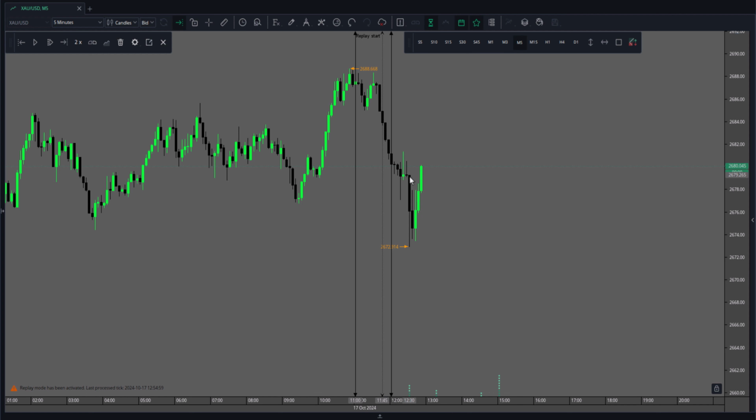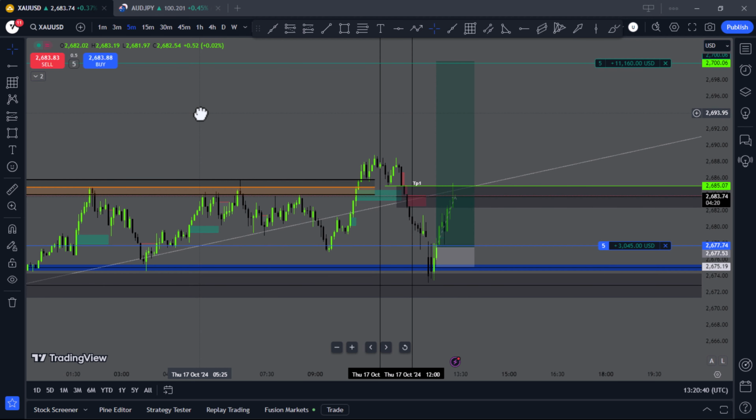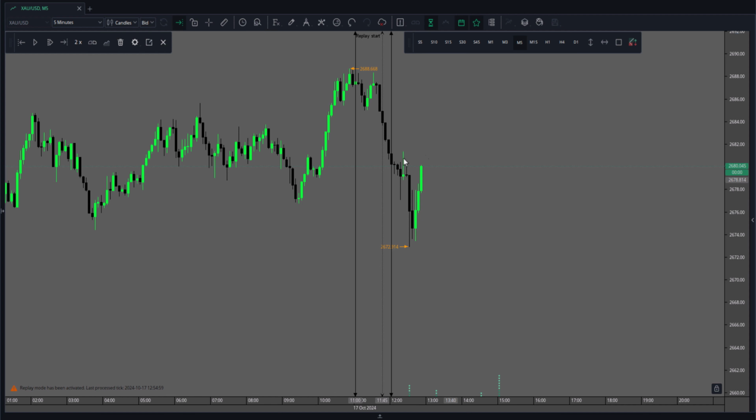So I got into the trade around somewhere here, or was it the 3-minute time frame around somewhere here? Let me see if I can pull it up. I got into a trade around somewhere here when the news got finished, right?